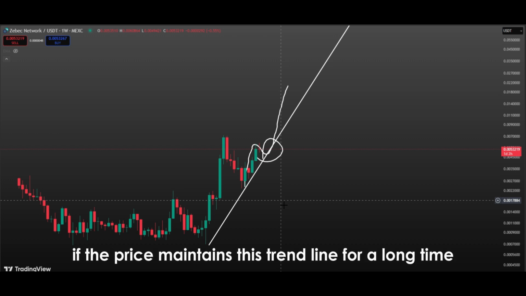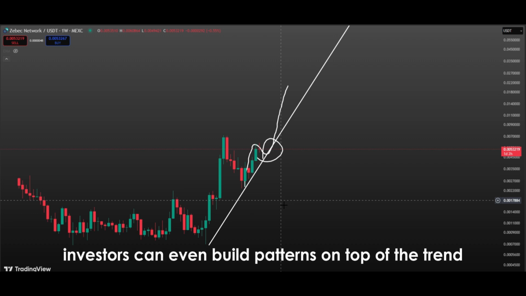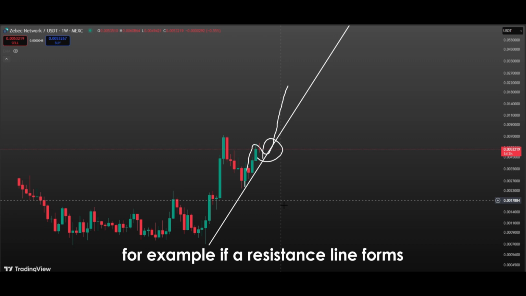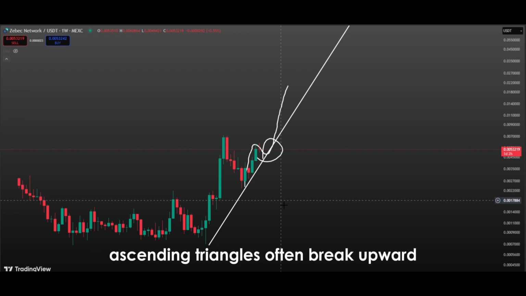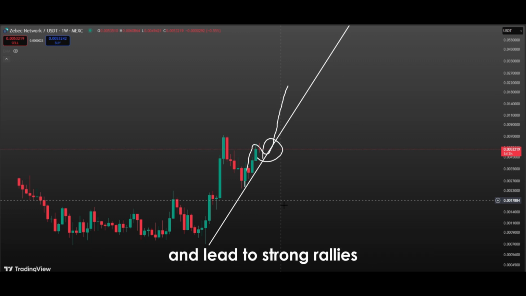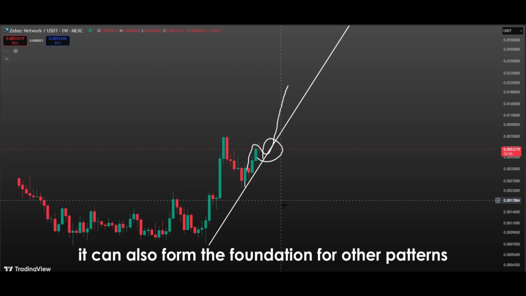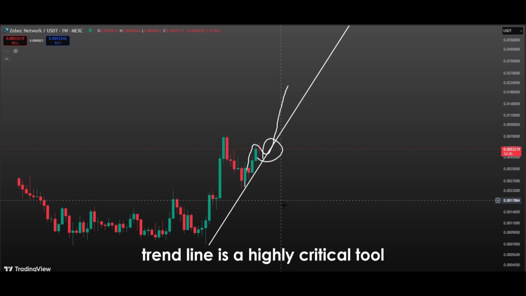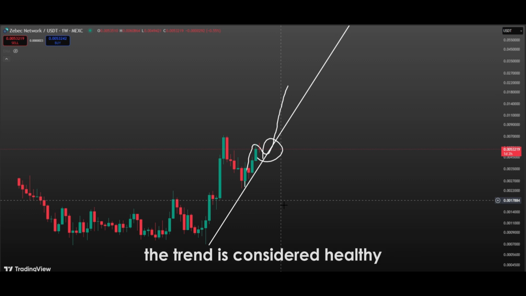If the price maintains this trend line for a long time and bounces more strongly each time it touches it, investors can even build patterns on top of the trend. For example, if a resistance line forms at the upper part of the trend, it can turn into an ascending triangle pattern. Ascending triangles often break upward and lead to strong rallies. In other words, an uptrend is not just a standalone indicator, it can also form the foundation for other patterns. In summary, the uptrend line is a highly critical tool in market analysis. As long as the price moves along this line, the trend is considered healthy and buyers are thought to be in control.